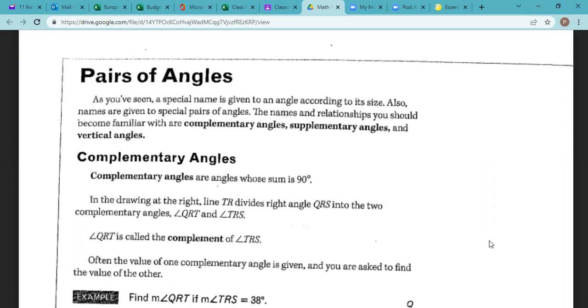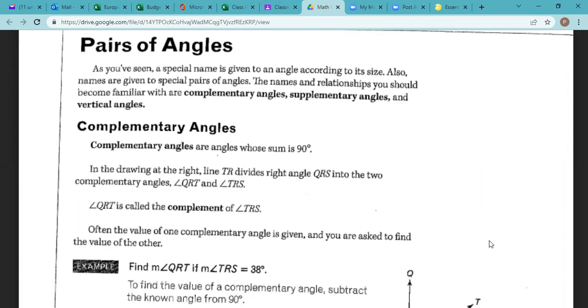Okay, so now we're going to be looking at 3 types of pairs of angles. So we did 5 types of angles. We did the acute, the right, obtuse, straight, and the reflex, right? So now we have 3 types of pairs of angles. The first type that we're going to be looking at is called the complementary angles. The second one is called the supplementary angles. And the last one is going to be the vertical angles.